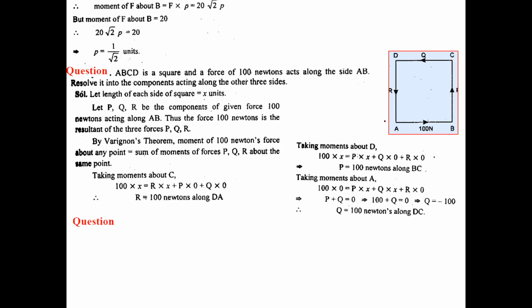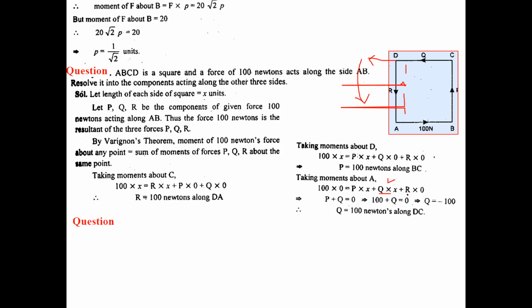And now R is done, sorry, Q is pending, so for this we will take moments about A or B. So taking the moments about A, the moment of 100 will be 0, R will be 0, the moments of P and Q will come. For P, the perpendicular distance is this one, the side of the square, that is x. So P into x, and this is in the anti-clock sense. And for Q also you can see the perpendicular distance from A is this one, Q is going in this direction, this is the distance x, length of perpendicular. So it will also be Q into x and this is again in the anti-clock sense, so Q into x.